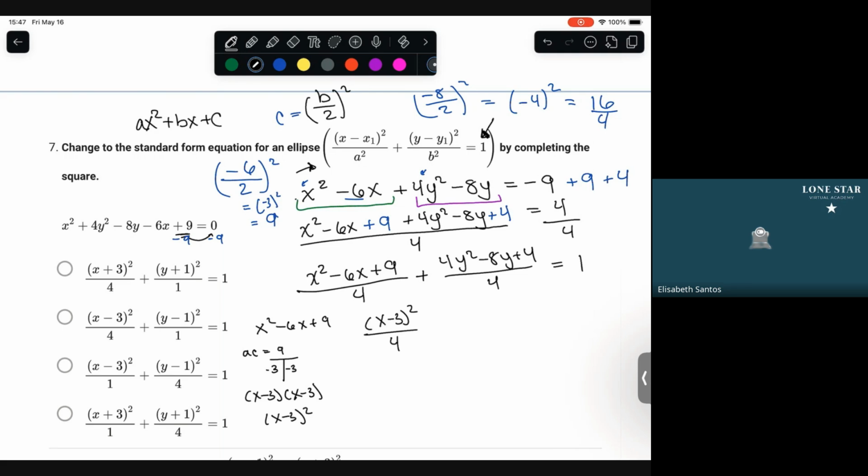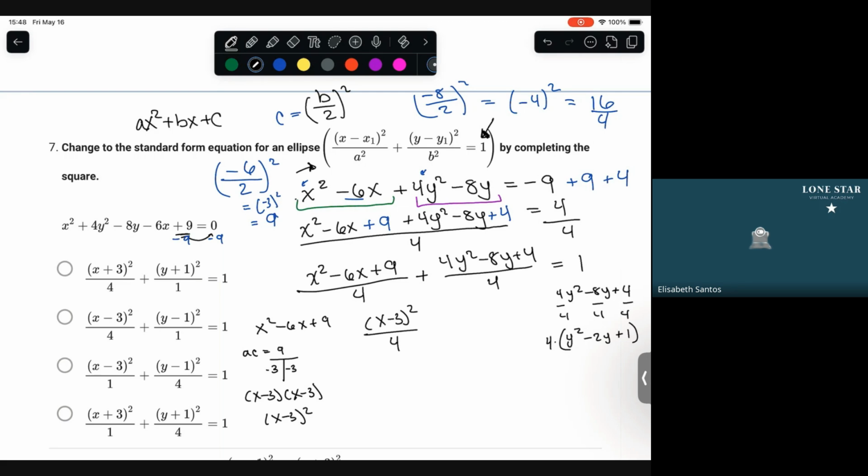Okay, and let's now do the y. So we have 4y squared minus 8y plus 4. So notice here that we have 4, 8, and a 4. They can each be divided by 4. So that's what we're going to do. And so we're left with y squared minus 2y plus 1. And since we divided by 4, we have to bring it out.